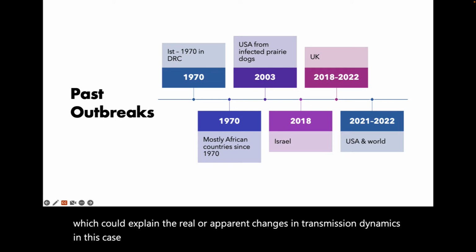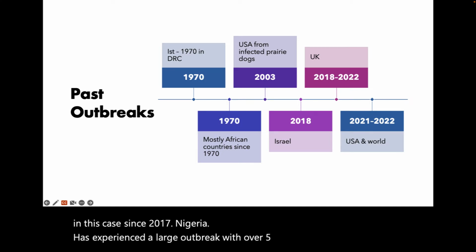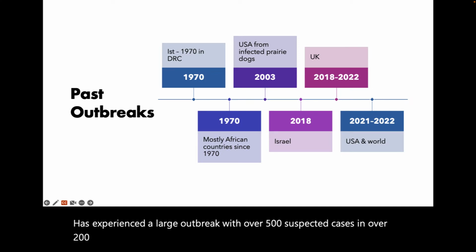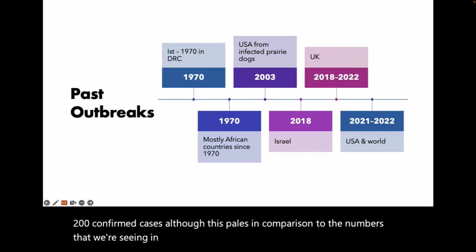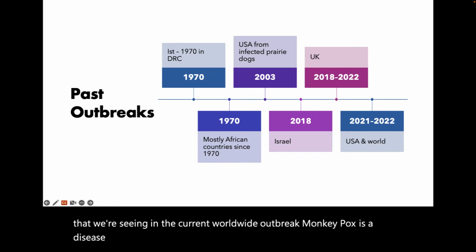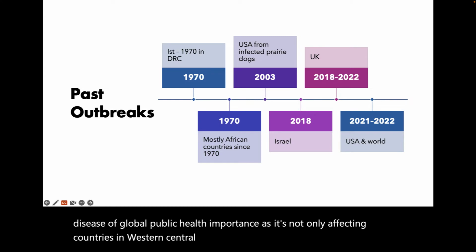Since 2017, Nigeria has experienced a large outbreak with over 500 suspected cases and over 200 confirmed cases, although this pales in comparison to the numbers that we're seeing in the current worldwide outbreak. Monkeypox is a disease of global public health importance, as it's not only affecting countries in West and Central Africa, but the rest of the world as well.